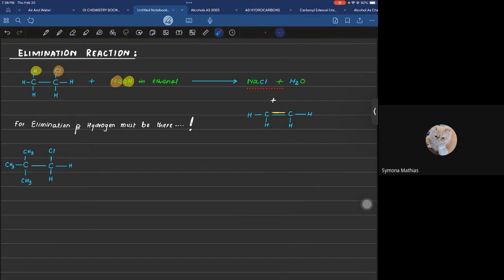So bhai, this is your alpha carbon. This is your beta carbon. The carbon which is attached directly to the halogen is called alpha carbon, and the neighbor of the alpha carbon is the beta carbon. You can see there is no hydrogen on the beta carbon. All are carbon, all are alkyl groups. There is no hydrogen. How can I remove HCl? There is no hydrogen on the adjacent carbon. So you cannot do an elimination reaction.